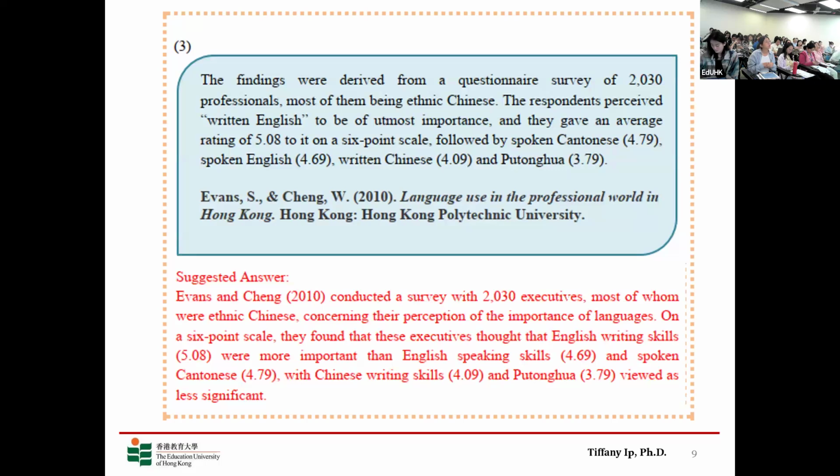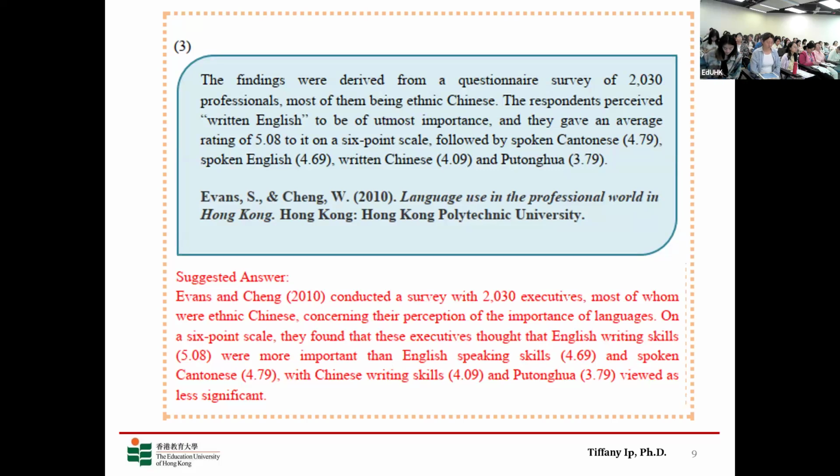If you are reporting this questionnaire survey result in your paper, I would suggest you have a topic sentence like this, or start with a sentence clearly letting people know what the survey is about. So brief information: who did this, how many participants, and what the survey is about. Then it would be very clear it's about the importance of languages. Then it's easy for you to mention that this one is most important, and the others are less important.